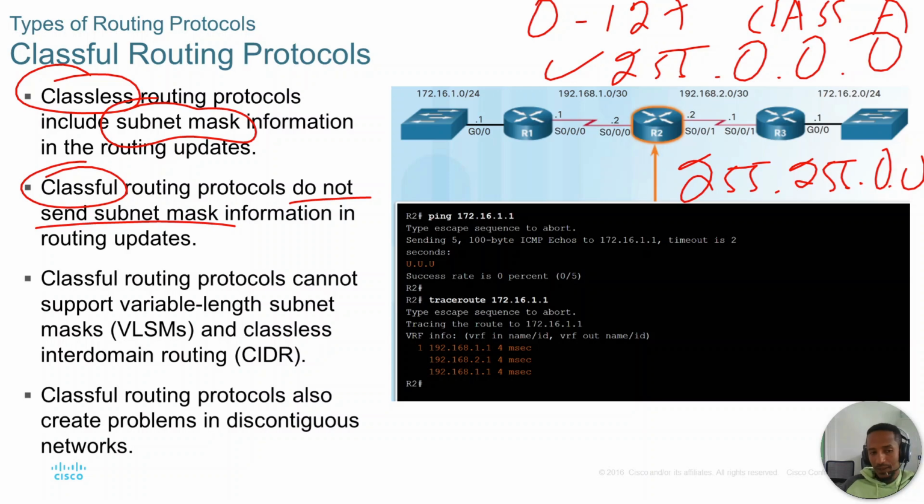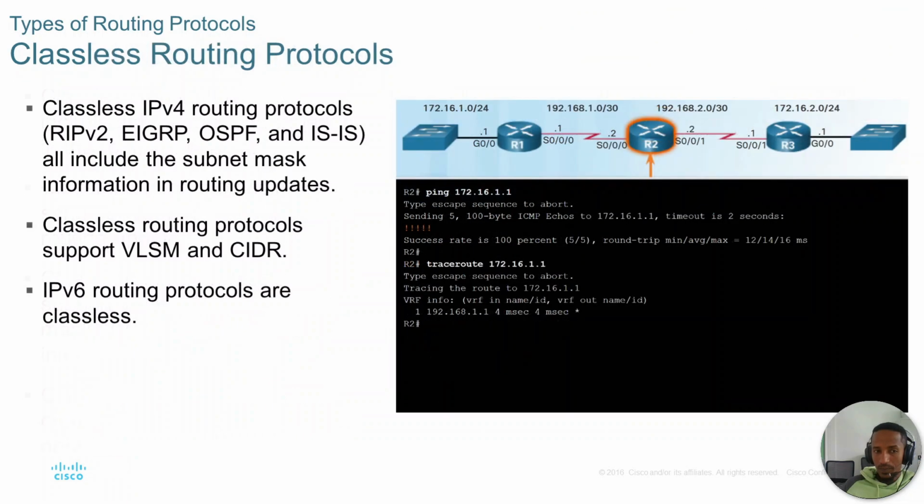The subnet mask. So the classful routing protocols cannot support this kind of variable length subnet masking, and classless inter-domain routing is not supported by the classful routing protocols. If it is classless, we are the one who is going to provide the subnet mask. Just remember that. Whenever you provide a network, you will provide the subnet.